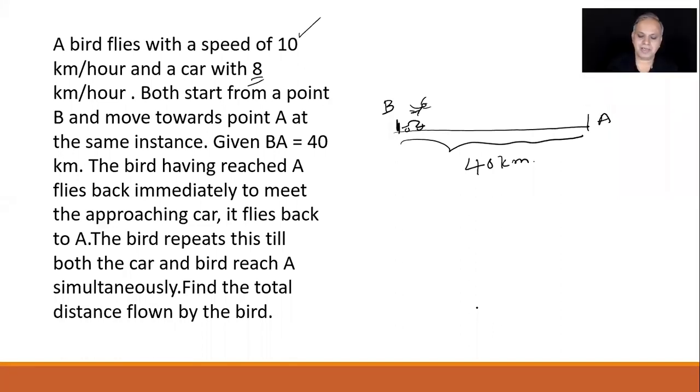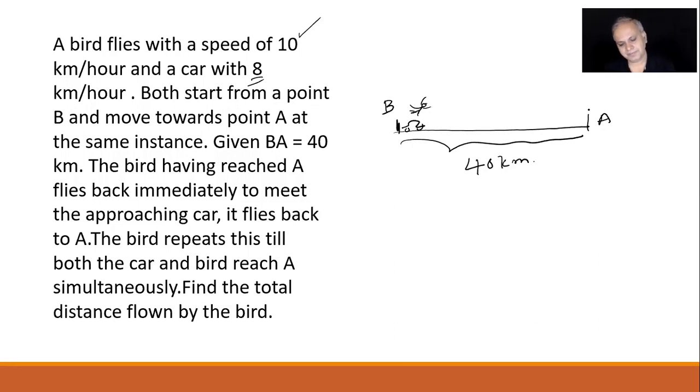So, the car is 8 km per hour. The bird is having 10. So it will go there, touch here, and then come back. By the time, the car would be somewhere here. Once again, it goes there and comes back. They'll be still moving. It goes there and comes back. Finally, the bird and the car will reach A simultaneously.